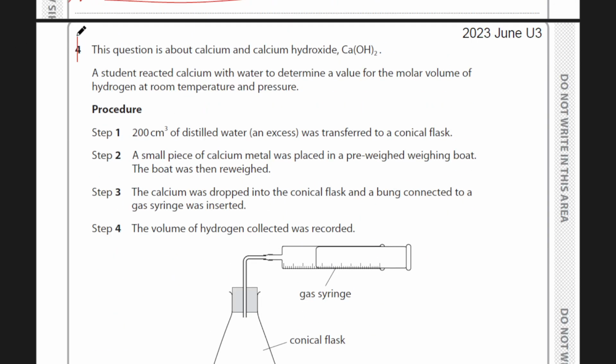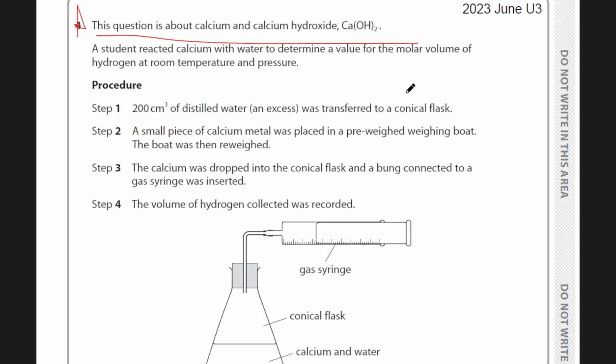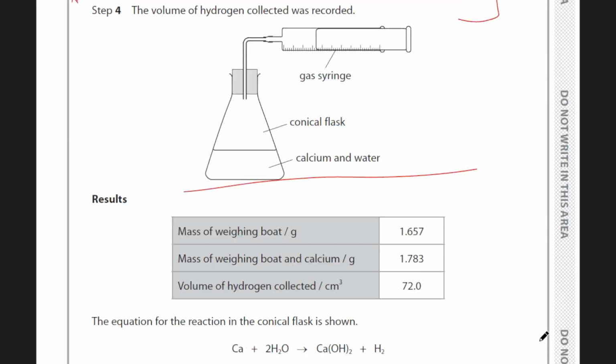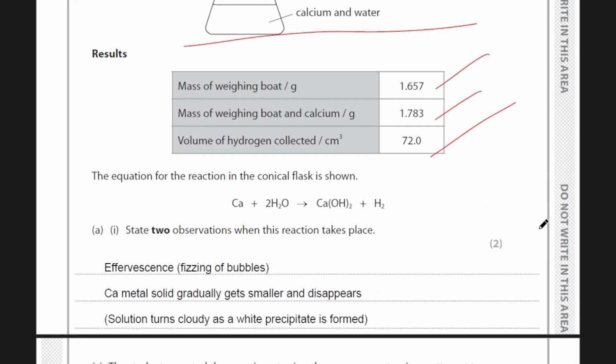All right, moving on. Number 4. The question is about calcium and calcium hydroxide. So this is the procedure down here. You have step 1, step 2, step 3, step 4, and this is the part, and these are the results. You can clearly see. State 2 observations when this reaction takes place.